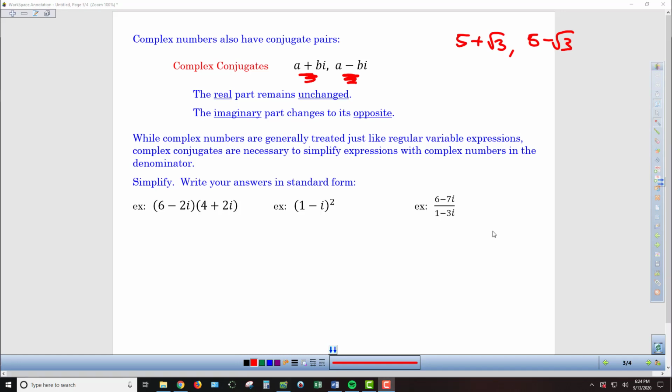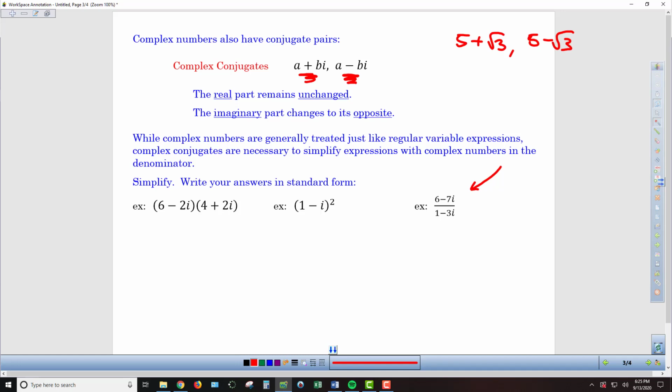And so where these conjugates are going to come in handy is in an example like the third one here, because we're not allowed to leave i in the denominator, because i, if you'll recall, is root -1, so I can't have a square root in the denominator, so I'm going to have to use conjugates to help clear that out. But we'll get to that in the third example in just a moment.